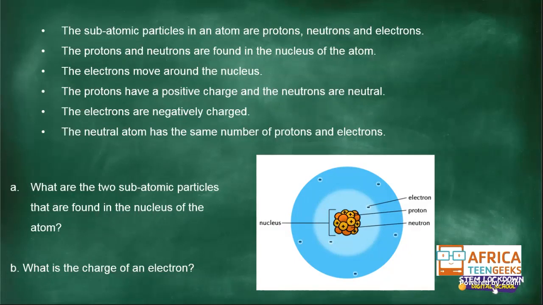So who is going to answer this question for me? What are the two subatomic particles that are found in the nucleus of an atom? Anybody want to try? You can raise your hand.